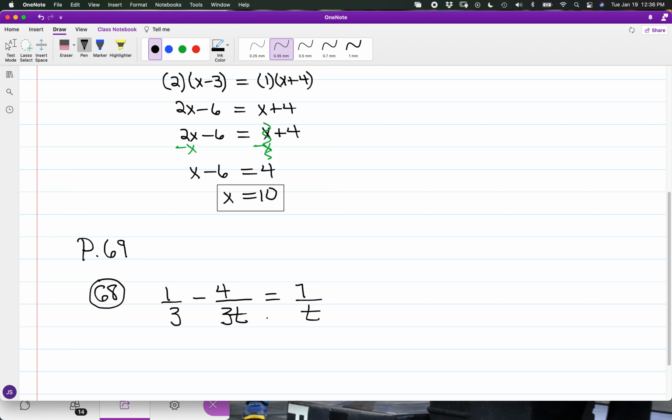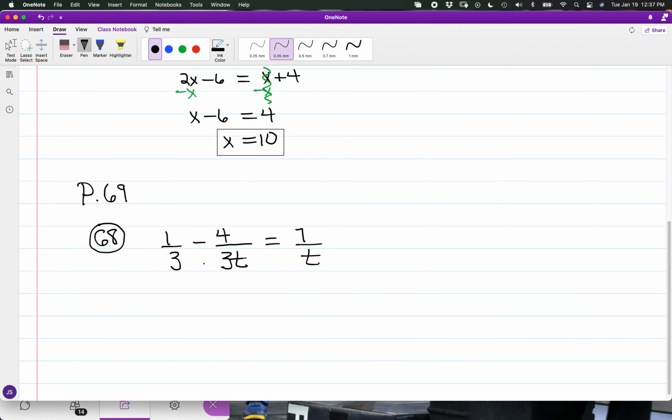Now, we're dealing with an equation, so I want to get the fractions out, and there are some things to mention. To prevent a zero denominator, we're going to have a restriction that 3t and t cannot be 0.